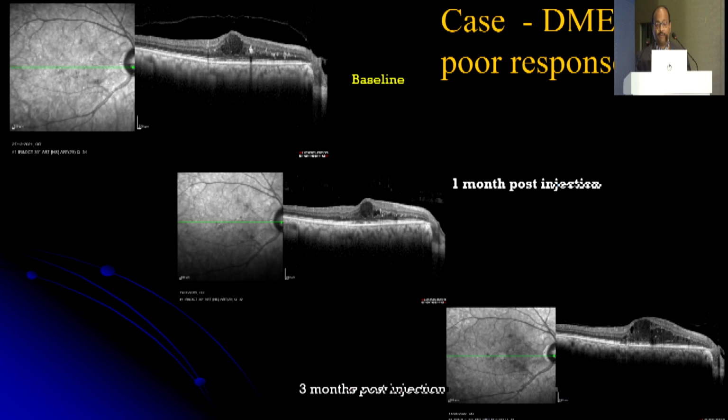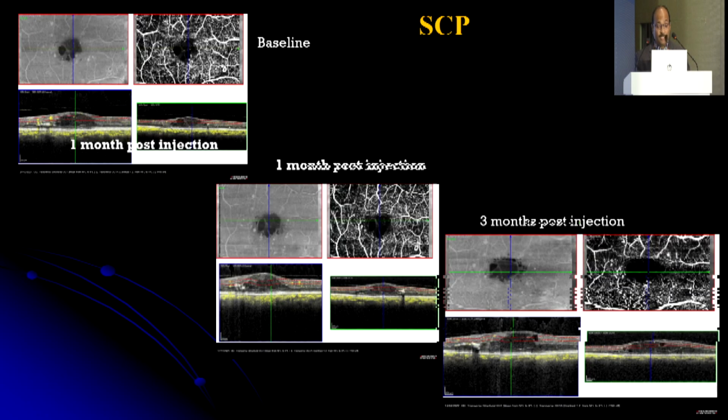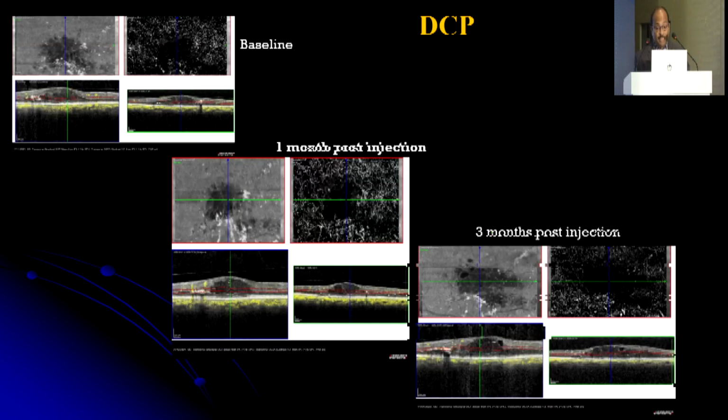Now we look at a case of a poor responder where there was hardly any improvement. In fact, there was worsening. So you see that in the superficial capillary plexus, not too much of a change, but in the deep capillary plexus, you find significant increase in the dysmorphia. And 1 month post injection, you can actually find that as it's becoming worse on the DME, the DCP FAZ is also increasing.